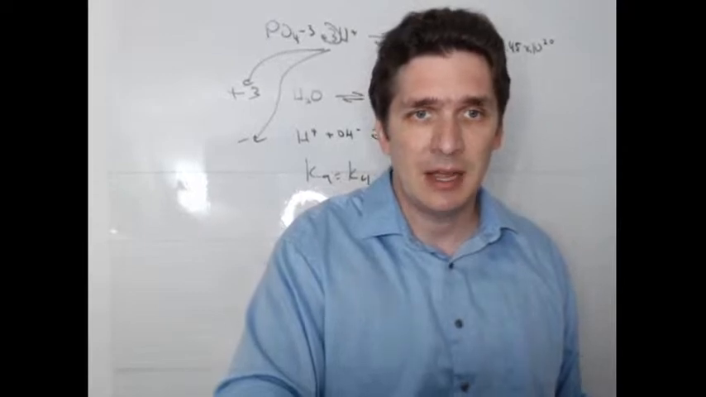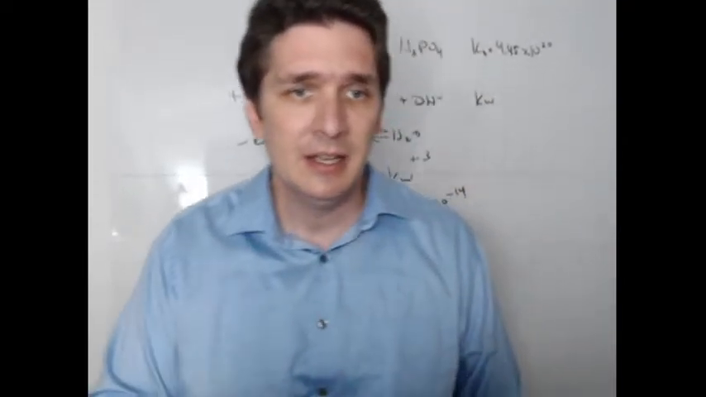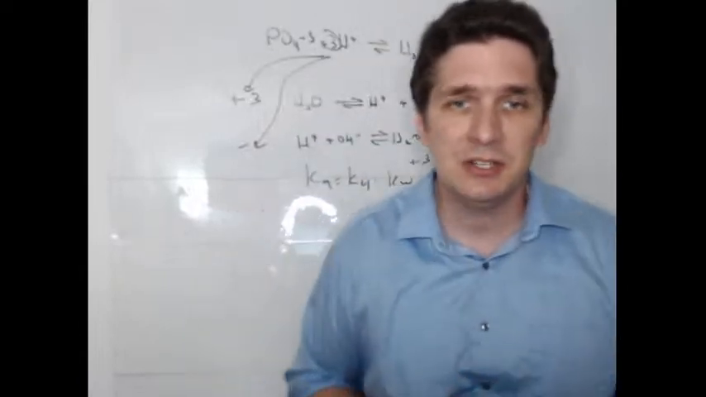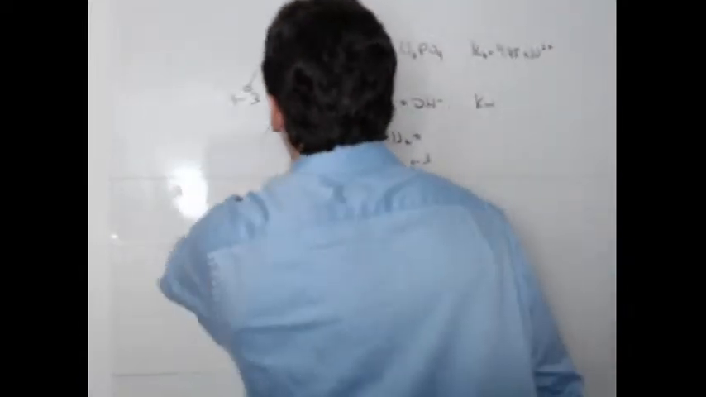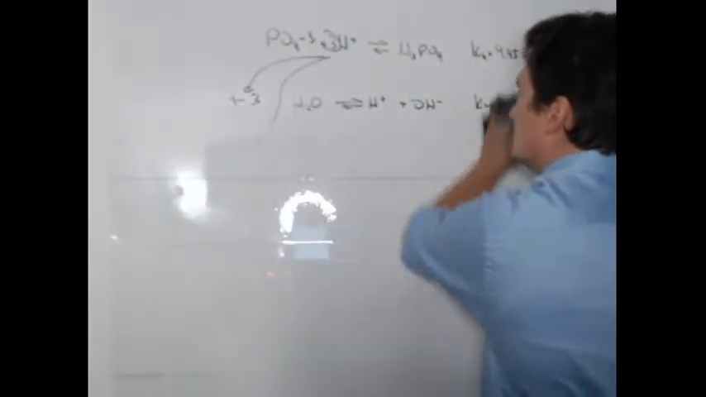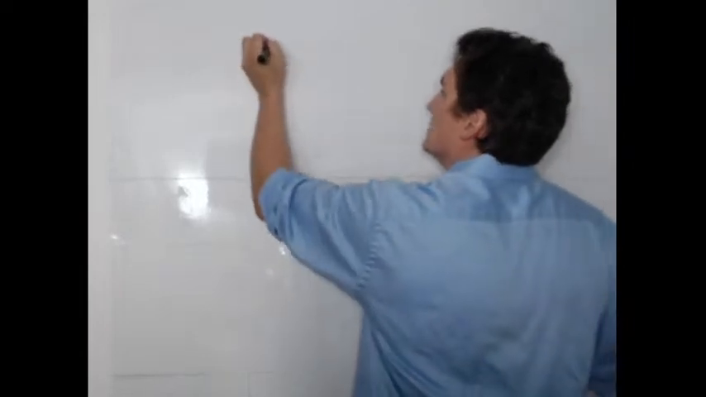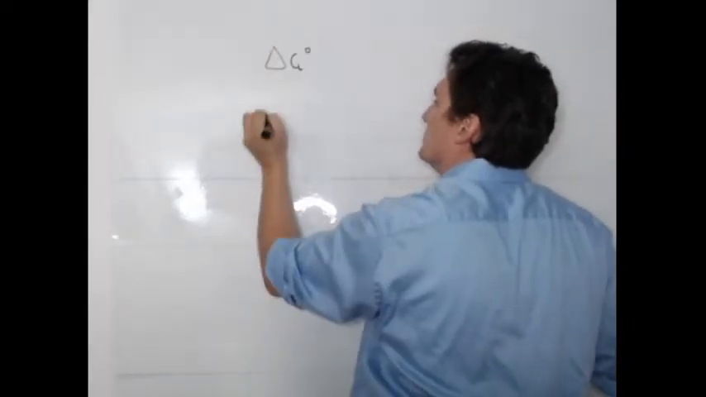I'm going to get back to the common ion effect. Quick question, what is the difference between Gibbs free energy and Gibbs free energy not? So the delta G naught versus the delta G.